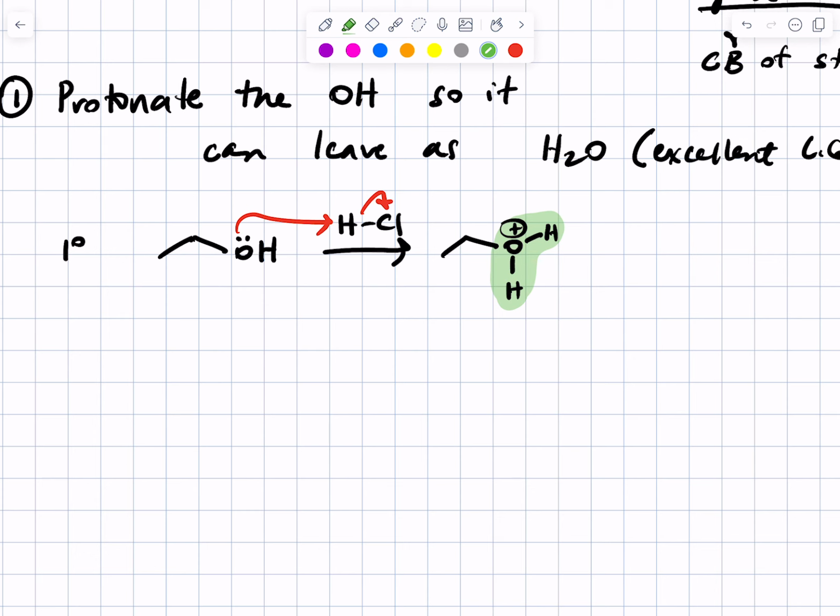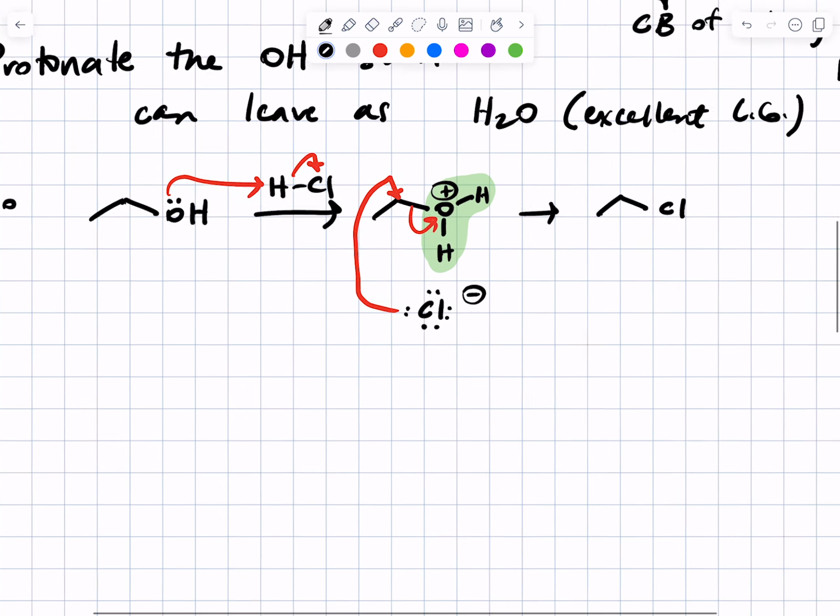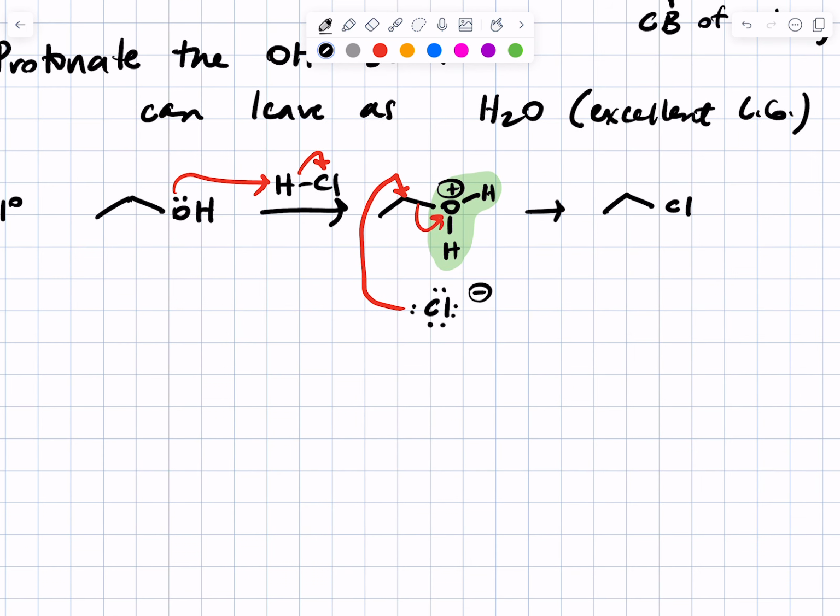So having converted water into a good leaving group, now the conjugate base of your HCl acid can come in and do substitution chemistry with your good leaving group alcohol to give you the alkyl chloride. This involves using a halide as a nucleophile. That's something that is new in this chapter. We didn't do any of that in chapters 7 and 8 because halides were leaving groups.